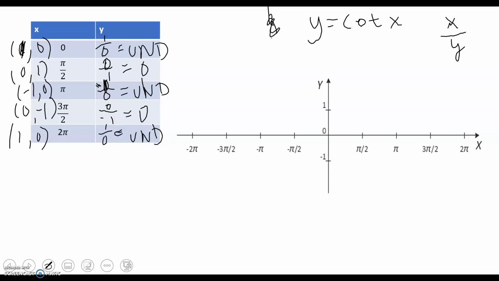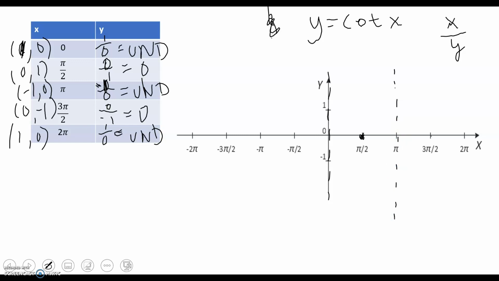And so if we were to graph these, at 0, it's undefined. That means we would have that dashed line going down the y-axis. At pi over 2 it is 0, so we will have a point there. At pi, it's undefined, so we will have an asymptote.